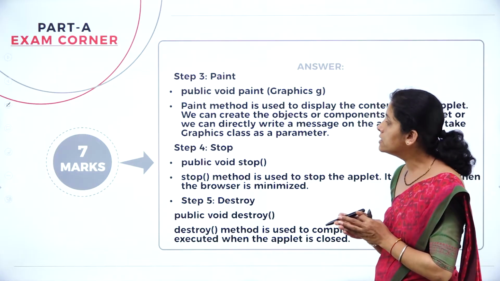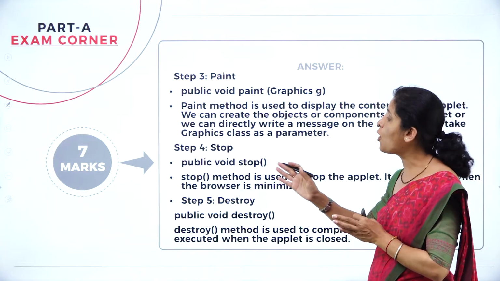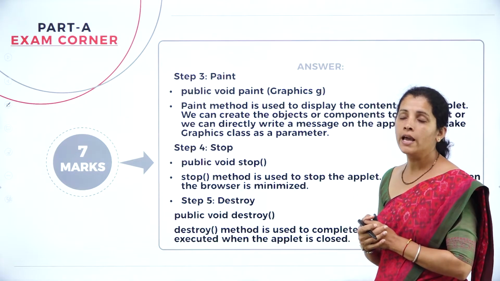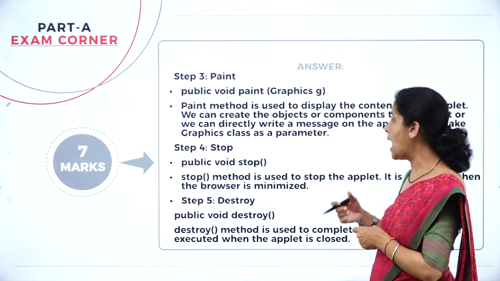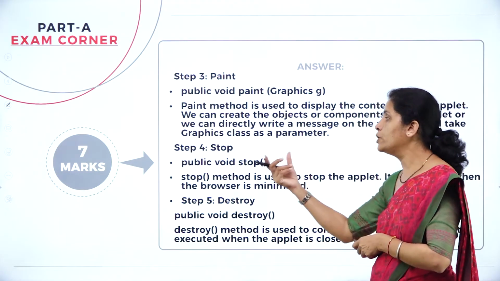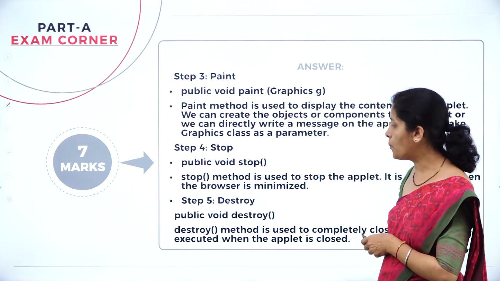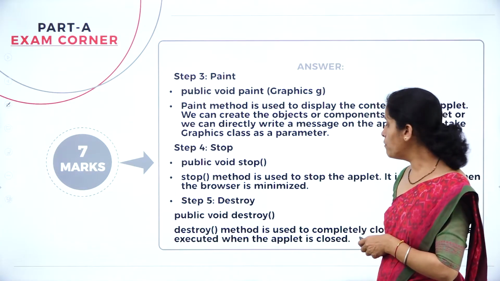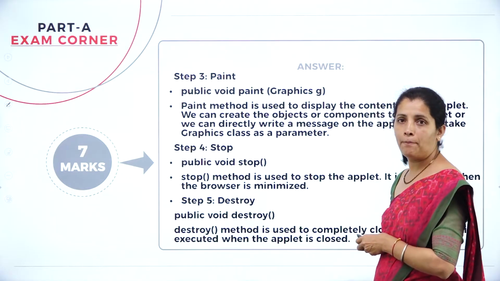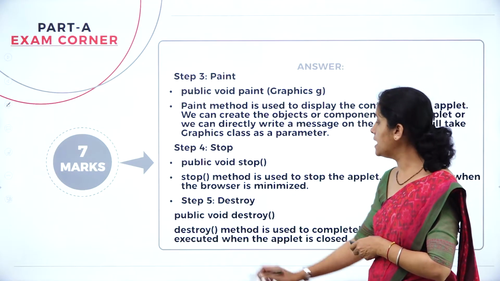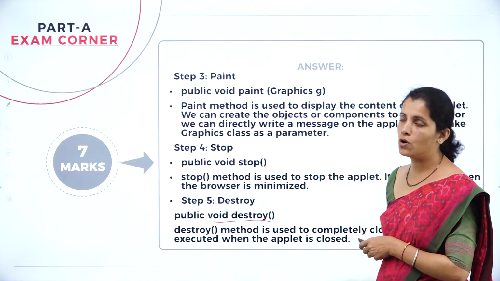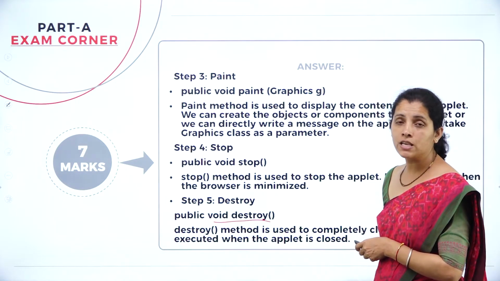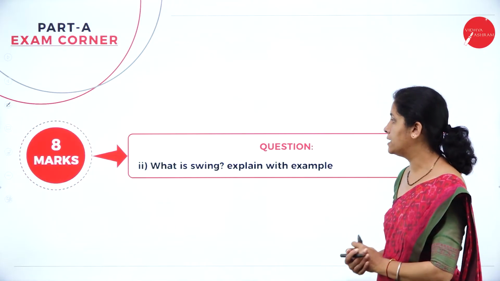The next step is stop. Stop in the sense what? If I want to stop the execution of the applet, then I am going to call the method stop. And if I want to remove the applet from the memory, then I am going to call the method called destroy. Okay, this is the life cycle of an applet.